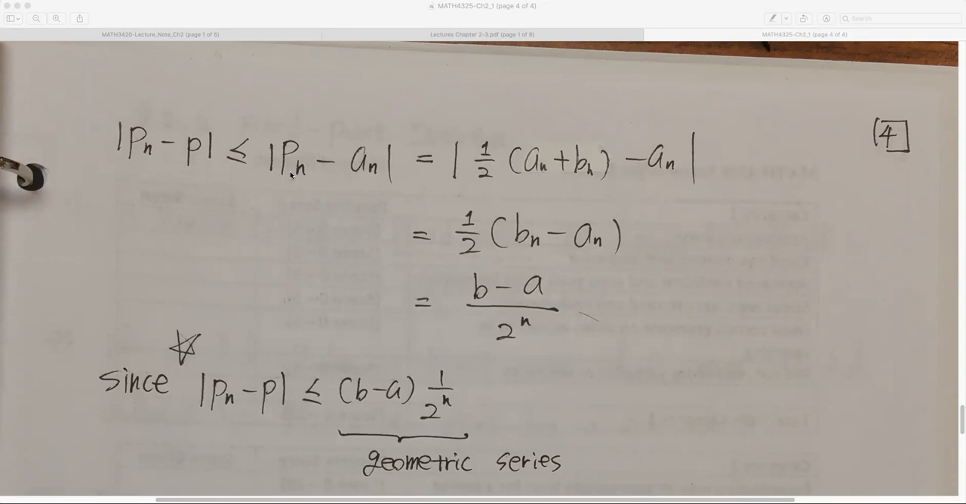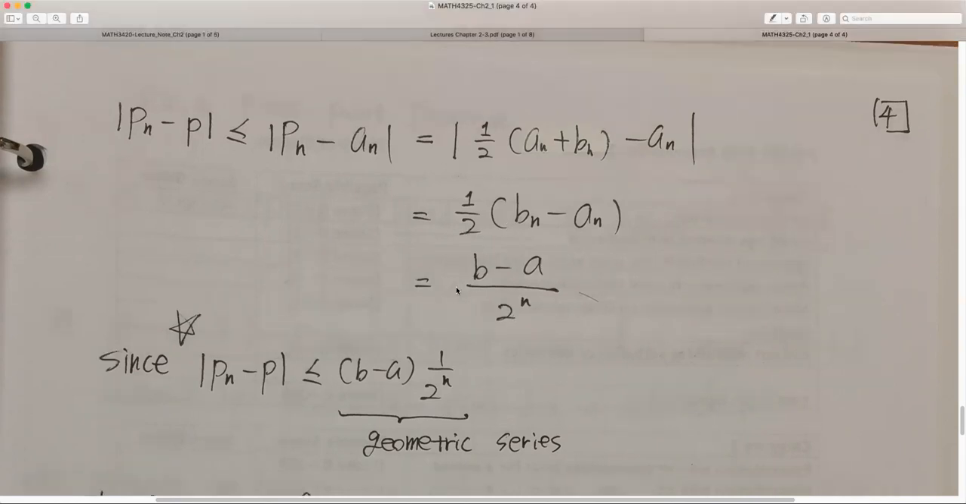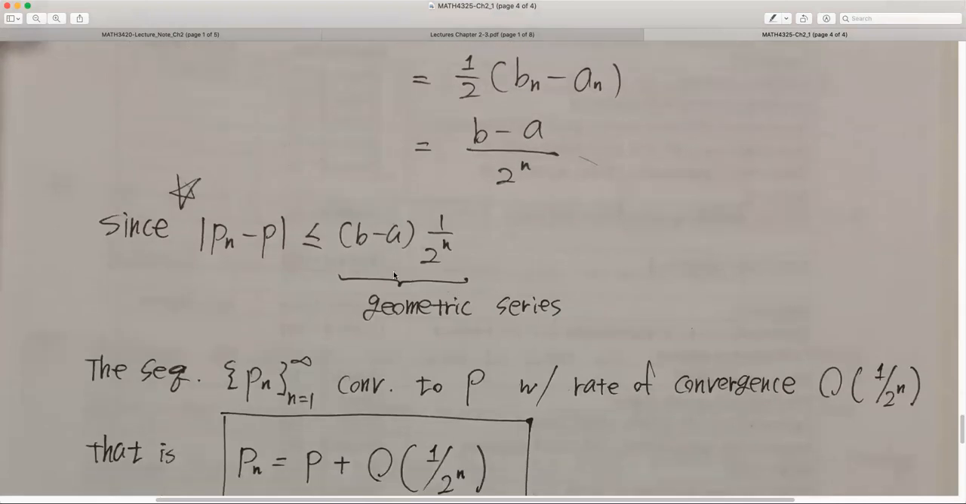And then what? pn is going to be the middle point of an and bn. So pn can be expressed as an plus 1/2 times bn minus an, which is 1/2 times bn minus an. We just figured out that bn minus an is equal to 1 over 2 to the n minus 1 times b minus a, times 1/2. So now, b minus a times 1 over 2 to the nth power, that's a geometric series, right?